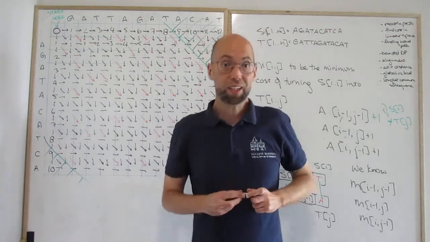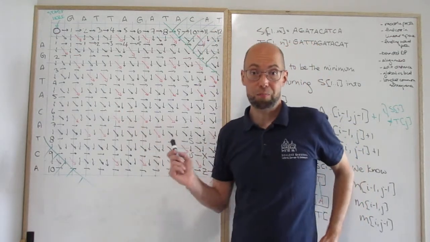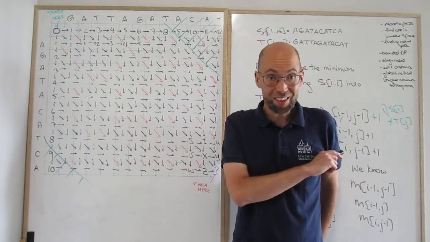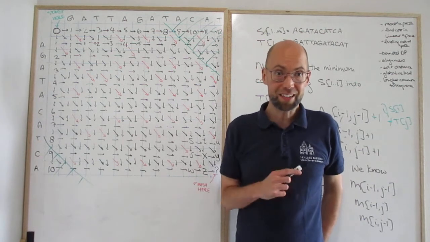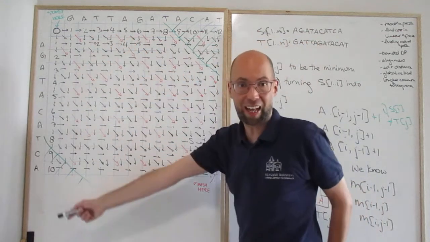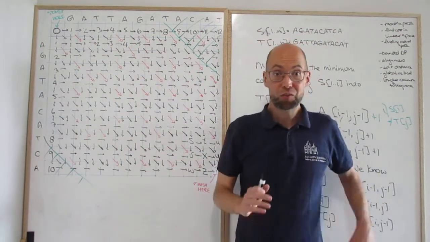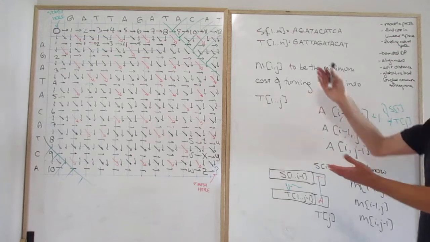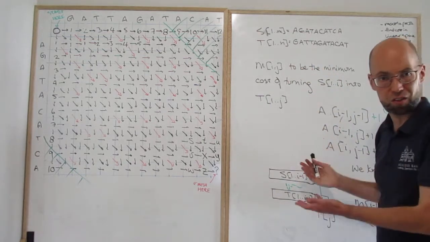Okay? Working out the minimum cost to get through the matrix is exactly the same as working out the edit distance between GATA GATA CAT and AGATA CATCA. Okay? So, how do we do it? We do it with the program that I just erased.